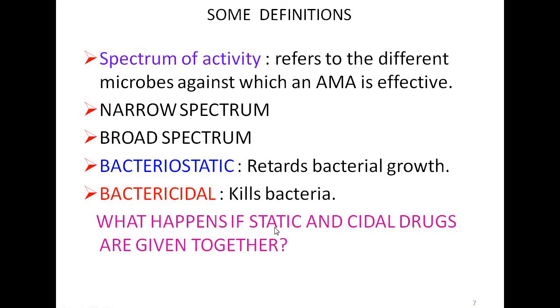So what happens if a static and a cidal drug are given together? The bacteriostatic drug retards bacterial growth, whereas for a cidal drug to be active, the bacteria need to be rapidly multiplying. So if a static and a cidal drug are given together, the cidal drug will not act.